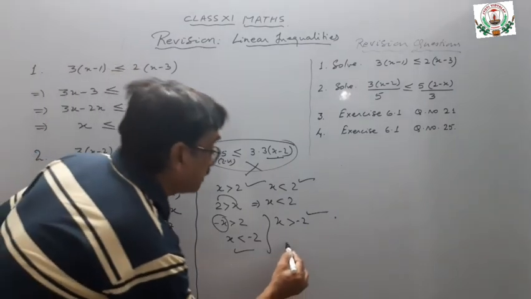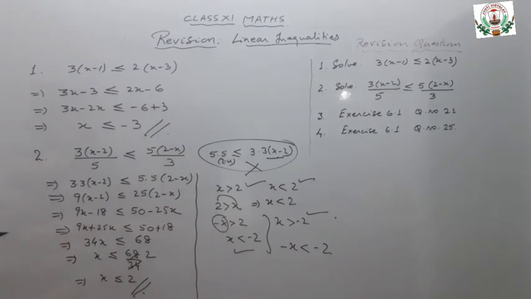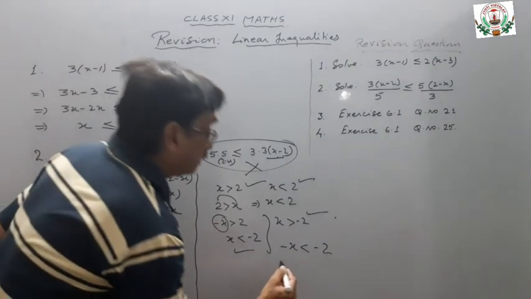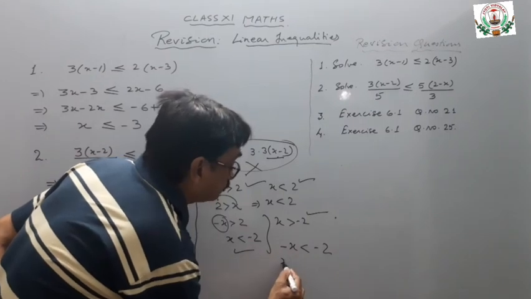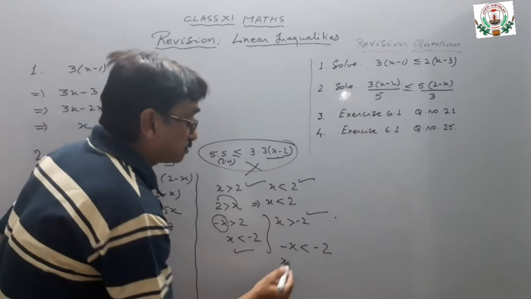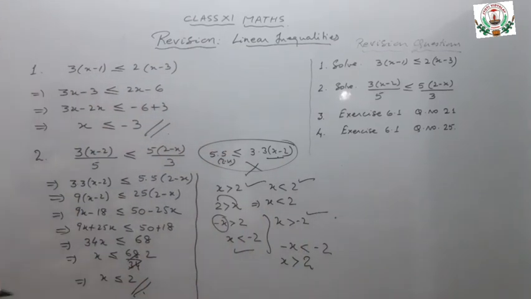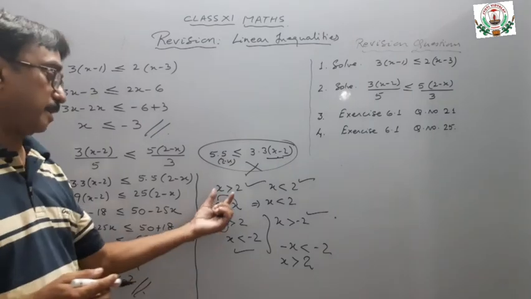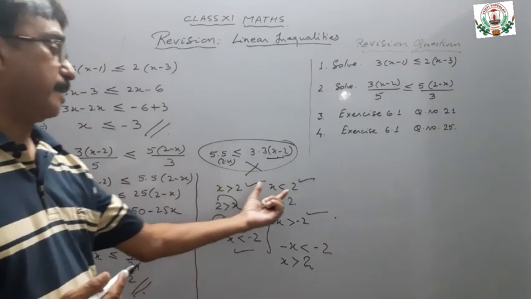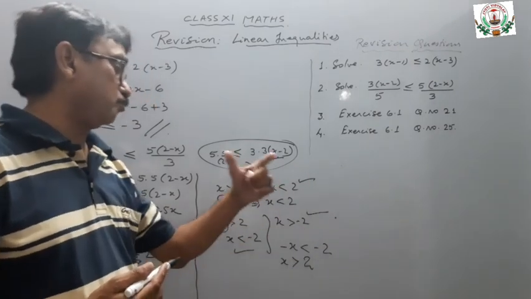And if it is minus x less than minus 2, both LHS and RHS are negative terms in the final answer, then also you multiply both terms with the negative sign. So here also the inequality sign will change. x will become greater than. So be careful. x greater than 2, no problem. x less than 2, no problem. x greater than minus 2, no problem.